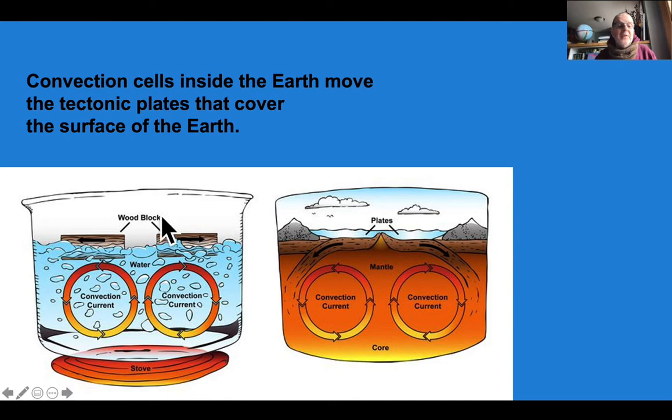And here on the left is just an example of how you could put two blocks of wood next to each other in a container of water, heat that water up and get a convection cell in the water, and that would move the blocks away from each other. An example of what is believed, what is understood to be occurring in the upper mantle and asthenosphere.